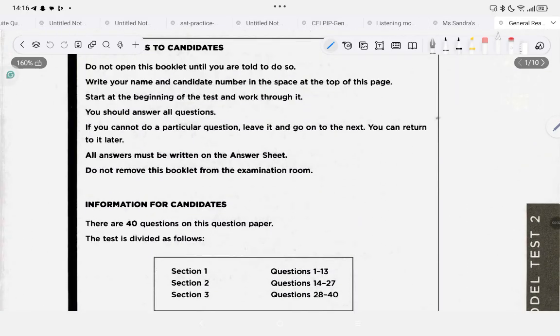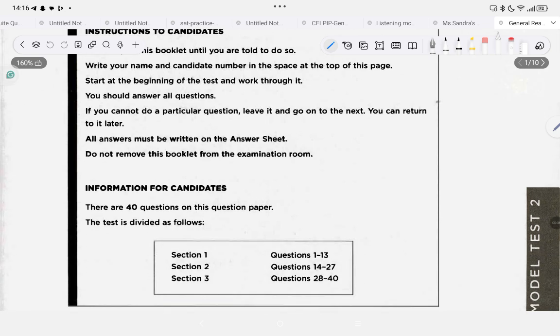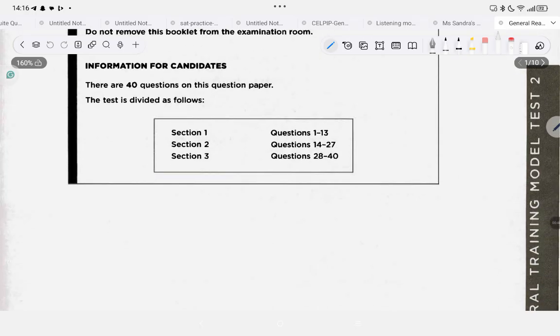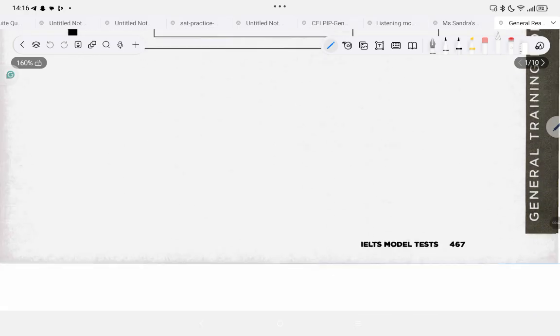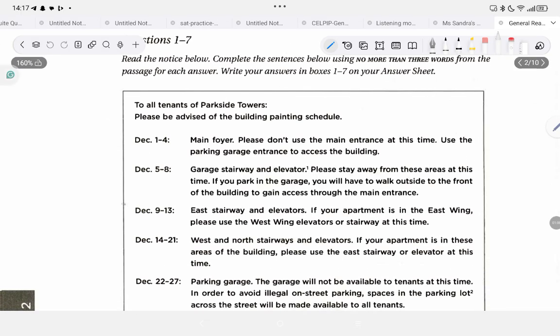And the instructions are clear. You're to answer 40 questions. There are three sections: 1 to 13, 14 to 27, 28 to 40. So let's go straight to section 1. You are advised to spend 20 minutes on questions 1 to 13. Read the notice below. Complete the sentences below using no more than 3 words from the passage for each answer. Write your answers in boxes 1 to 7 on your answer sheet.